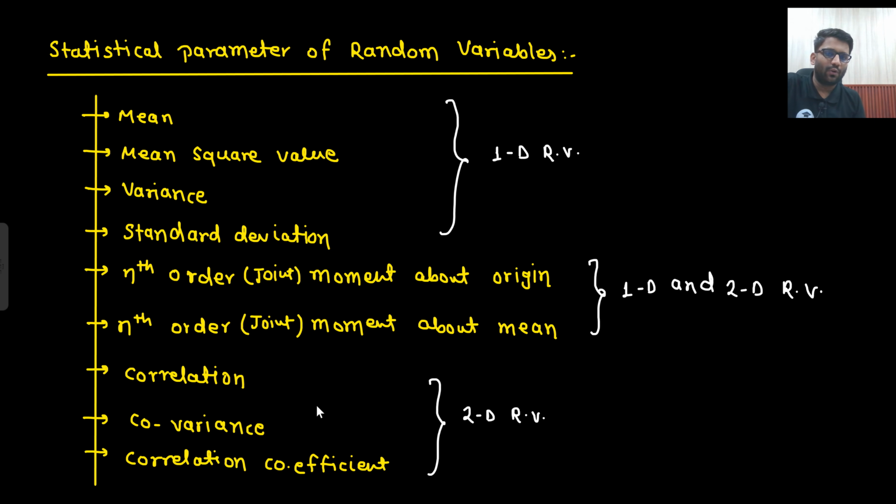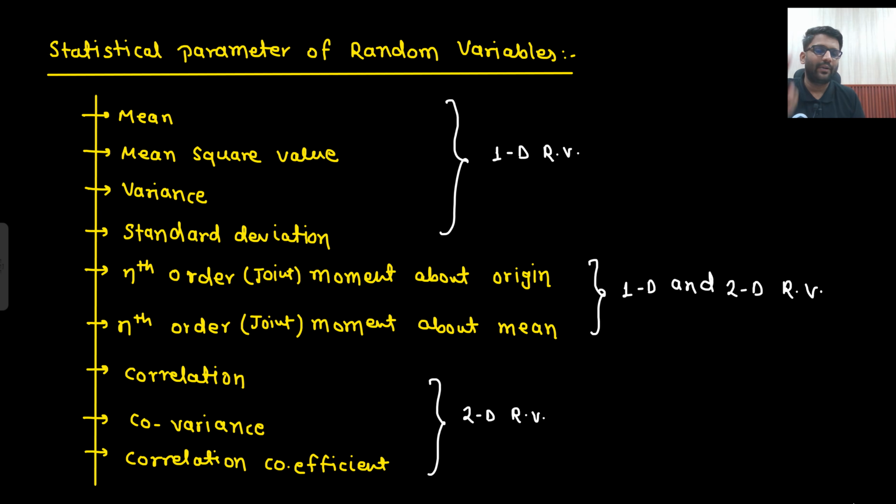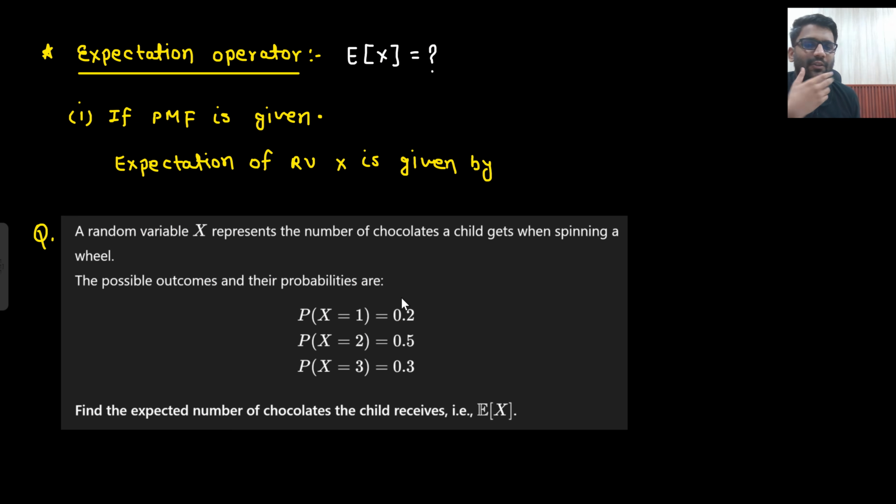We will study all of them one by one, but first we need to study one operator. This operator is known as the expectation operator. What could be given in the question? It will be mentioned that x is a random variable, and you find the expectation of random variable x. We will study all of them, but before that we need to study the expectation operator.